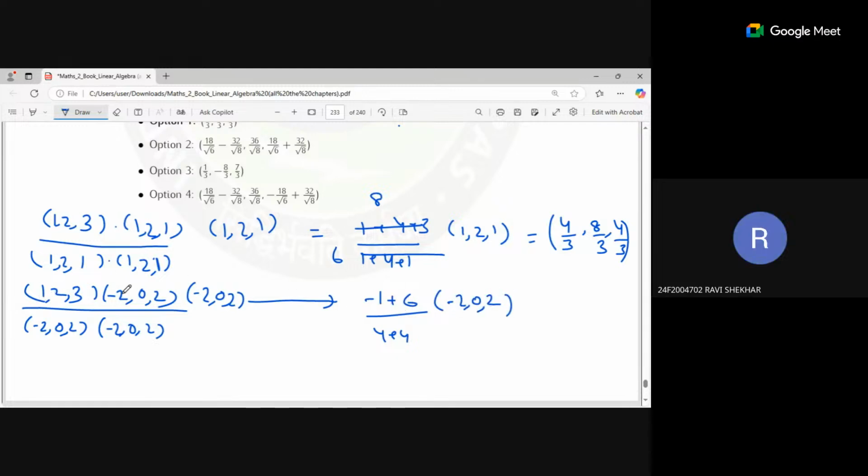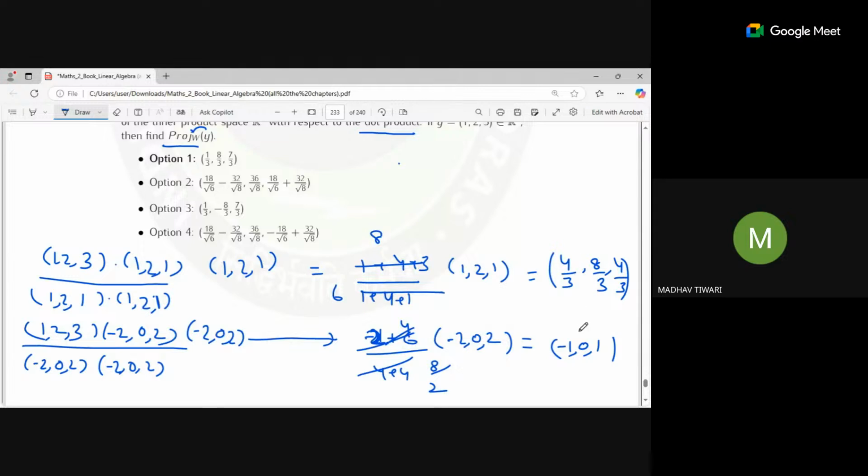Sir, minus 2 plus 6, sir. Yeah, minus 2, I was checking the same thing. So it will be 4, and below it 8. I can say that divided by 2 it will be minus 1, 0, 1. So if I add these two vectors, I will get my answer. 4 by 3 minus 1 is 1 by 3, 8 by 3 plus 0 is 8 by 3, and 4 by 3 plus 1 is 7 by 3. So that's why option 1 is correct. Okay.